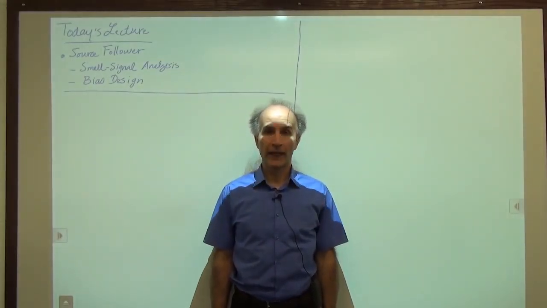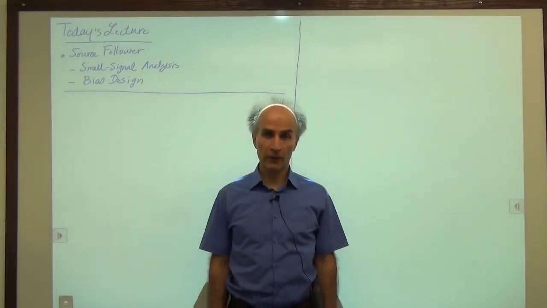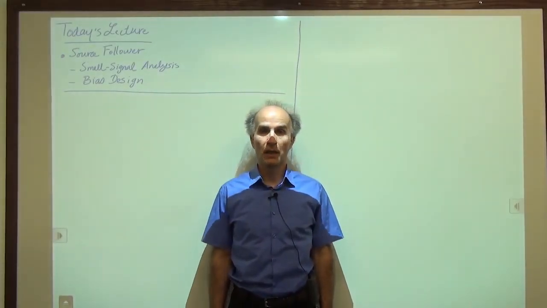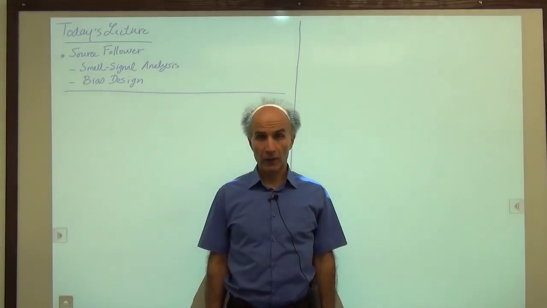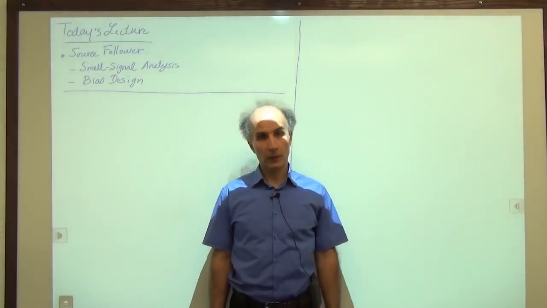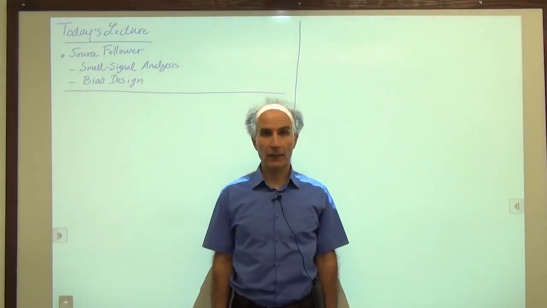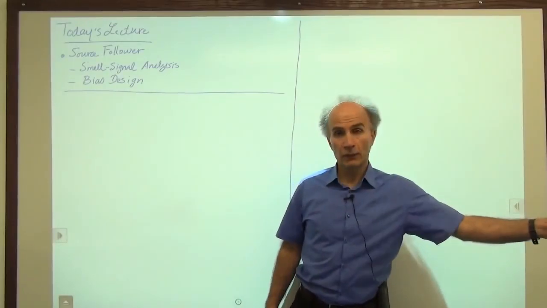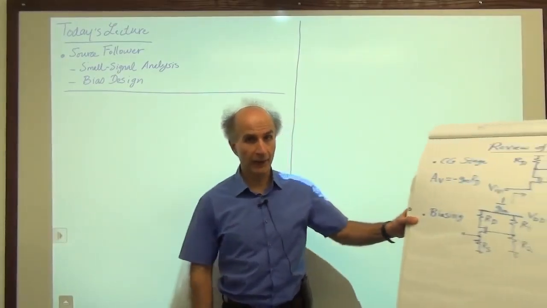Today we will look at the third type of amplifier topology in CMOS technology, which we call the source follower, also known as the common drain topology. And we will see what properties it has and how it helps us with circuit design. Before we go there, let's refresh our memory about what we covered last time.